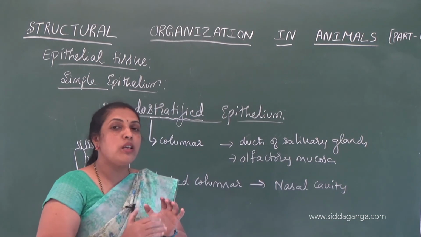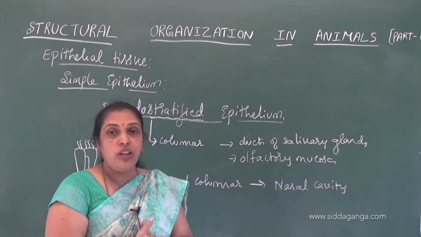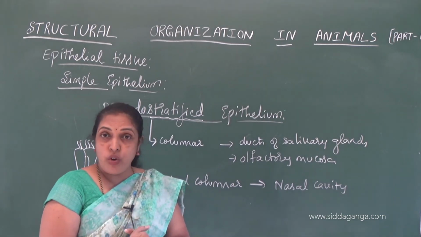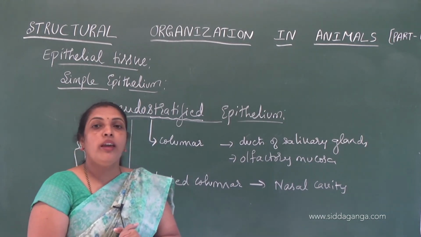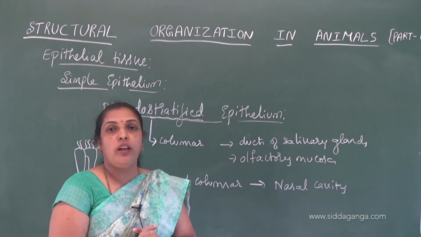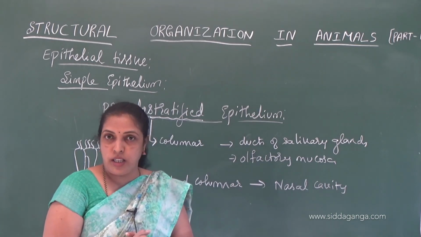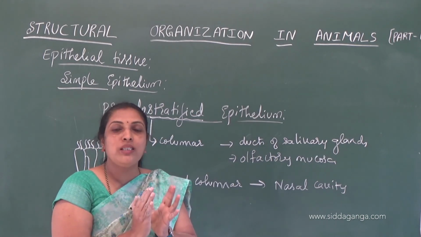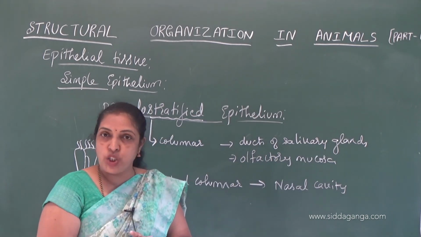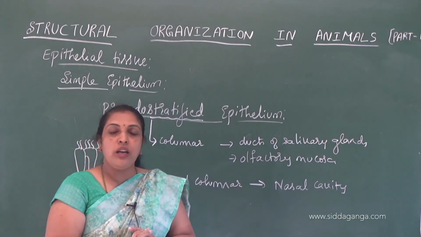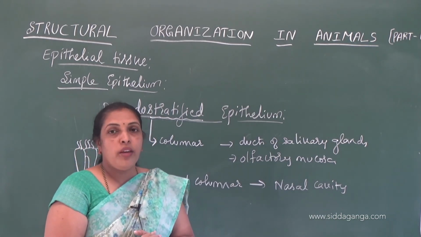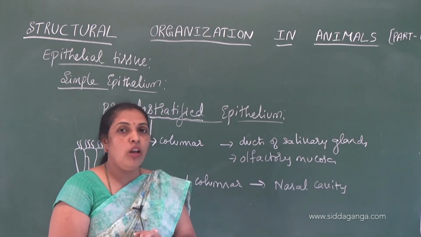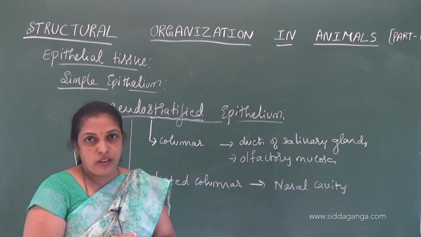Then coming to the glandular epithelium. When these cells are modified for secretion, that epithelium is called glandular epithelium. Again, there are two types of glandular epithelium: unicellular and multicellular. If, in between the epithelial cells, one cell is modified for secretion, it is called unicellular glandular epithelium. If many cells are modified for secretion, it is called multicellular glandular epithelium.